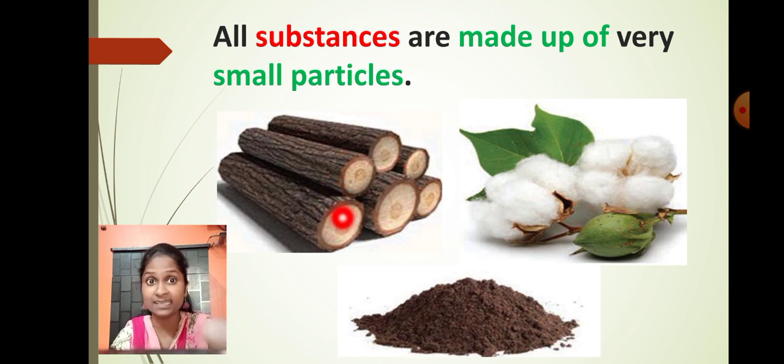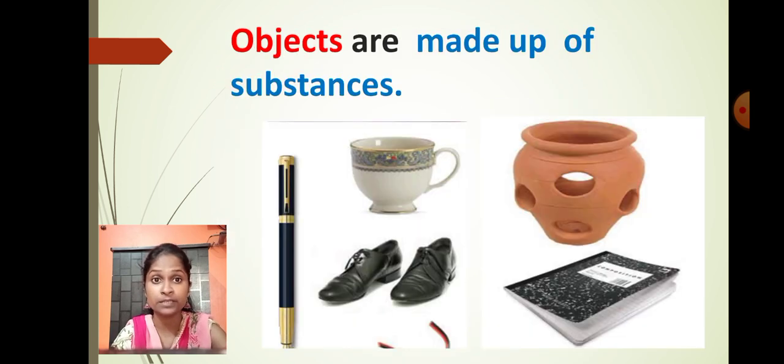So wooden material is a substance, cotton is a substance and soil is a substance. Can I say that all substances are made up of small particles? Did you understand the meaning of substances? When many of these small things come together, they form the structure of the substance. And one more thing, when these small substances come together, they form a variety of objects. So can I say that the objects are made up of substances?